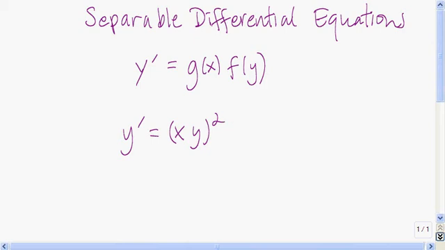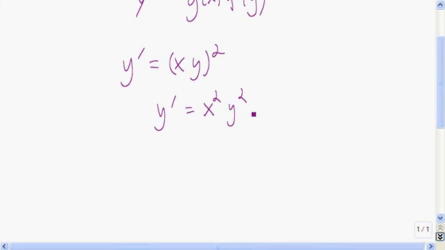Well, this is a separable differential equation because it can be written as a function of x times a function of y. If we write it as x squared times y squared. So to solve this differential equation, we're going to separate the variables. We're going to get all the y's on one side and all the x's on the other side. So I'll divide both sides by y squared. So we have y prime over y squared, or 1 over y squared times y prime equals x squared.